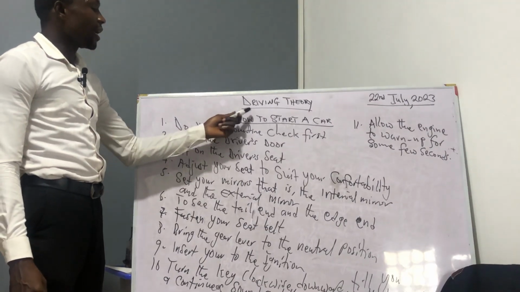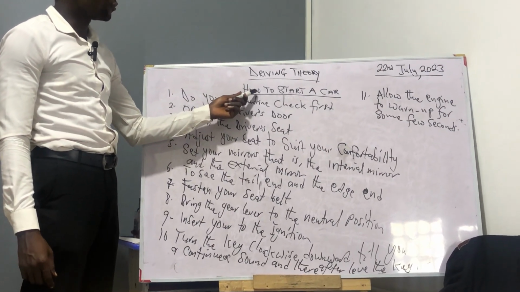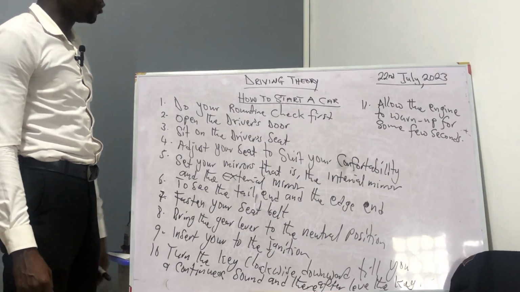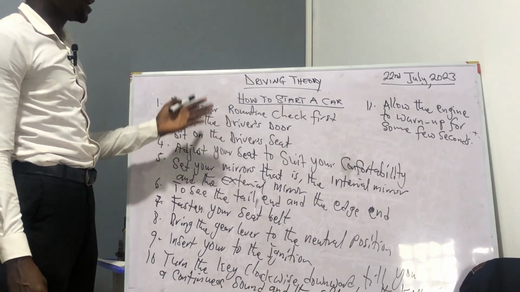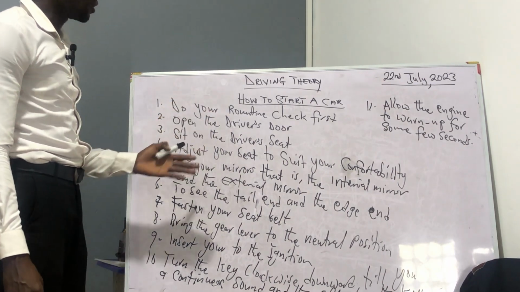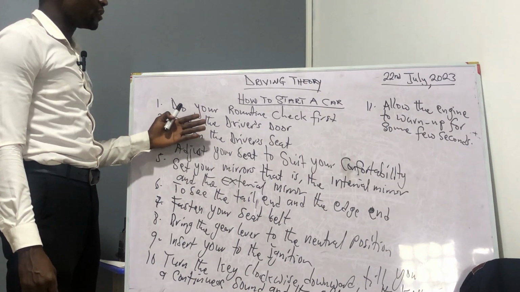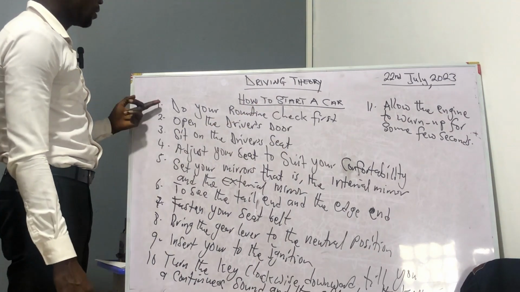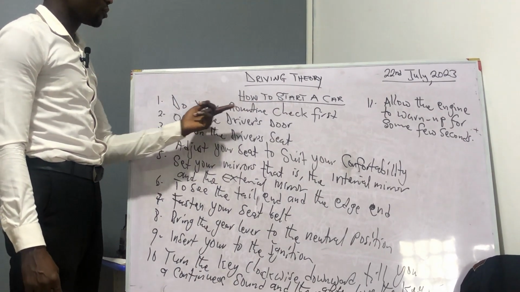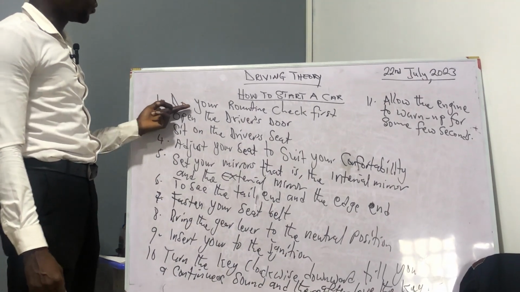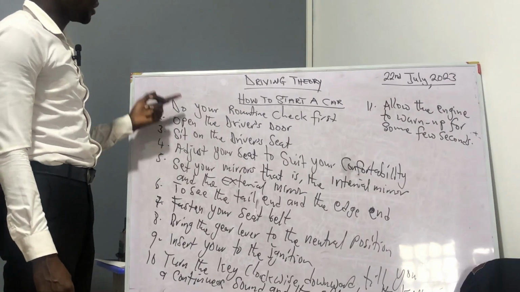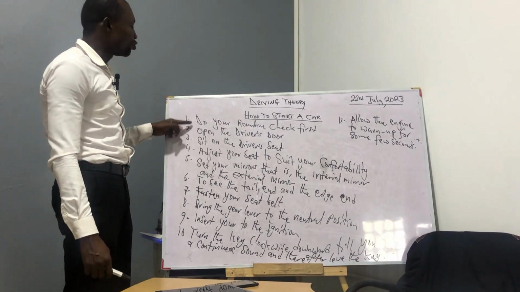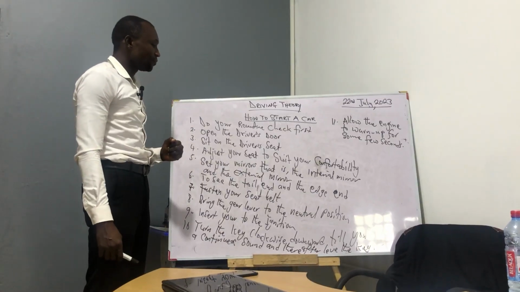We have to start a car, and I said starting a car simply refers to the act of making the engine be on without necessarily the vehicle being in motion. For you and I to be able to start a vehicle, we need to follow certain basic steps. The first step is do your routine checks. In our previous lesson, we looked at what we mean by routine checks. Routine checks refer to daily and regular maintenance that every driver should do before starting his car.